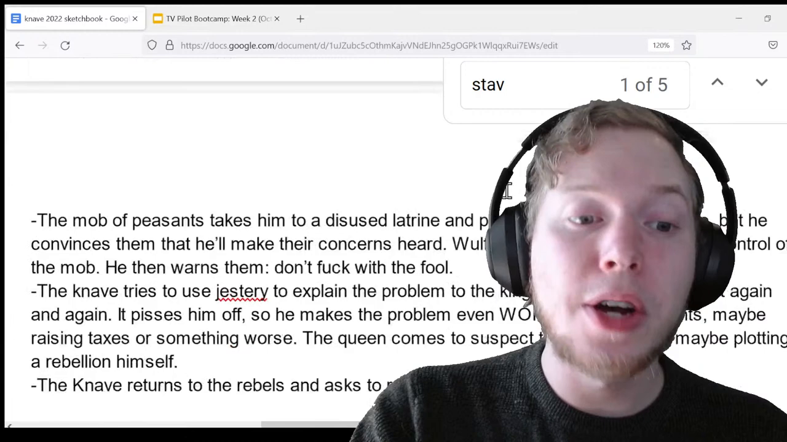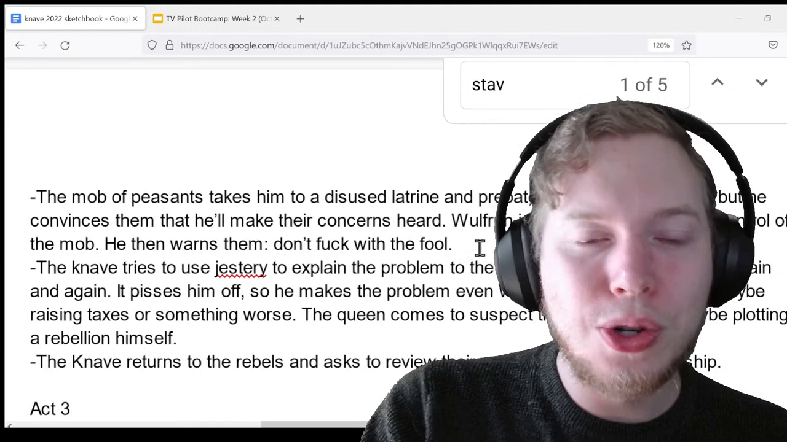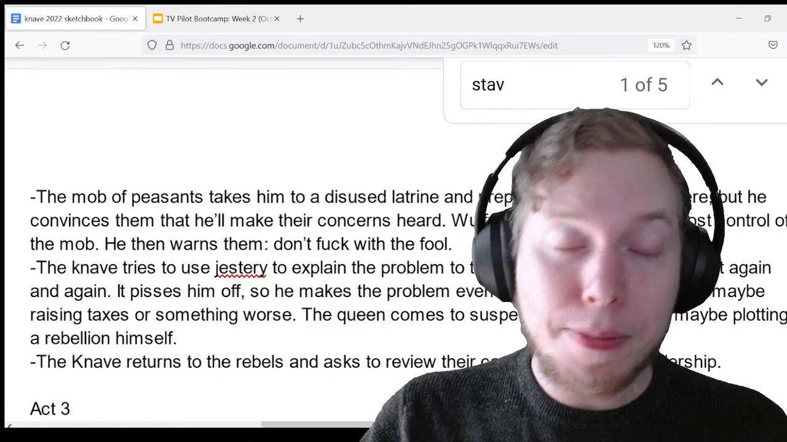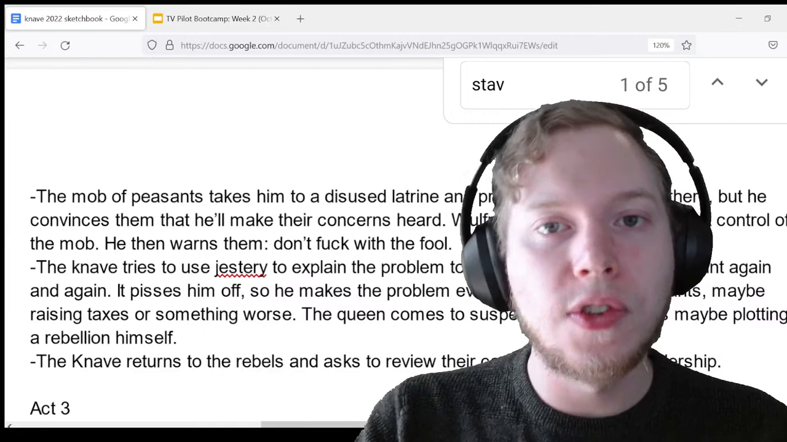So the mob of peasants takes him to a disused latrine and prepares to murder the Knave. And he's sort of forced to use his gestury to explain to them why they can't take over right now. He uses metaphors that they will understand, which is a big part of the hook of the show. It's about a manipulative jester who has to speak in language that people will understand and use metaphors, insinuation, and storytelling to kind of convince them to do the right thing.